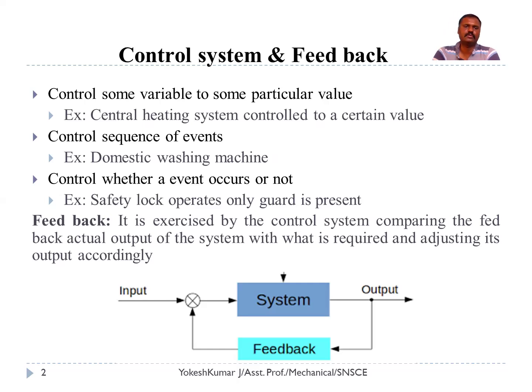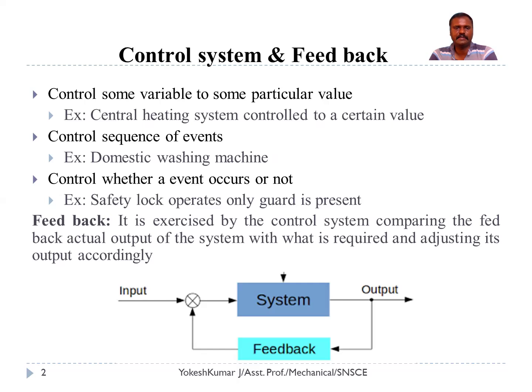One is control, why these control systems are necessary. The first purpose is to control some variables to a particular value. For example, a central heating system is used to control the temperature to a certain value, or a water level controlling system is used to control the level of water in the water tank within certain limits. The second purpose is to control the sequence of events.